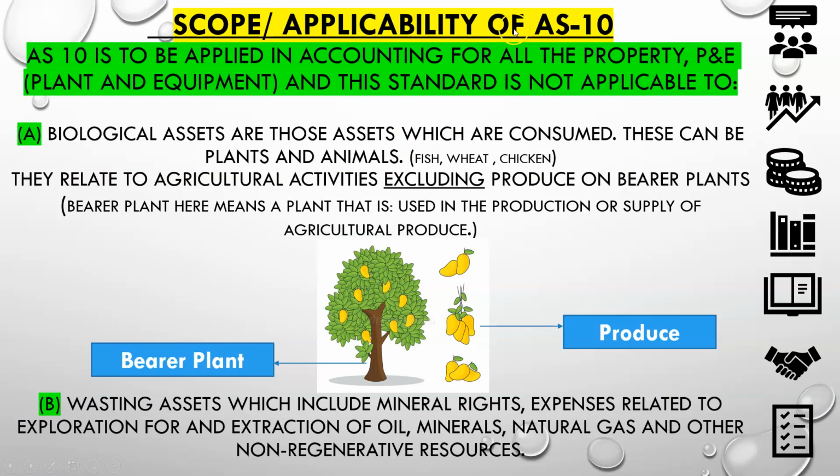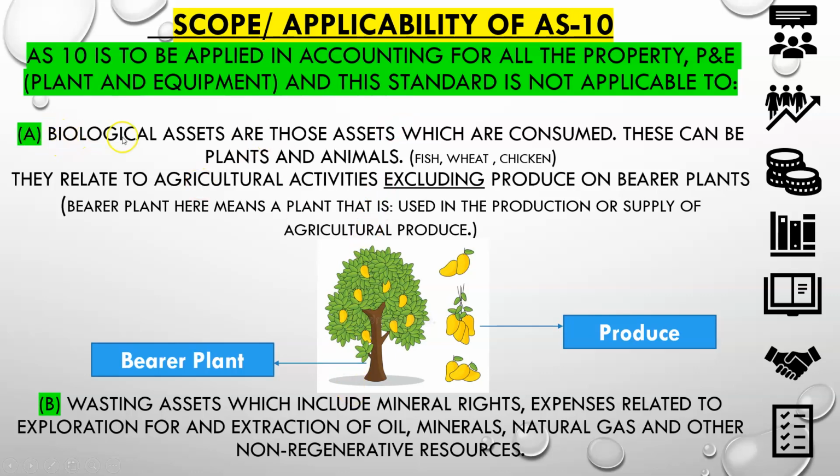Now the scope and applicability of accounting standard 10. Till now we have discussed that accounting standard 10 is to be applied in accounting for all property, plant and equipment. Everything that is categorized as a plant, property, equipment, there will be an applicability of accounting standard 10. And this standard is not applicable to some exceptions.